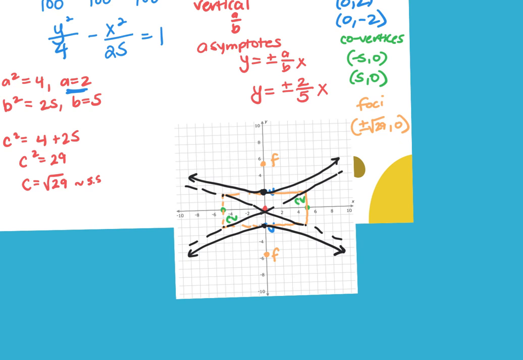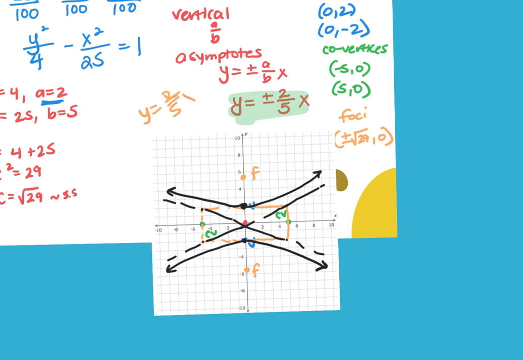Questions so far? Checking the asymptotes. The first one would be positive 2/5 x, right? So I'd start at 0, I'd go up 2 and to the right 5, and I'd be on that same corner. But you can use the box. You're welcome. And then I would have done the same thing with the negative 2/5.